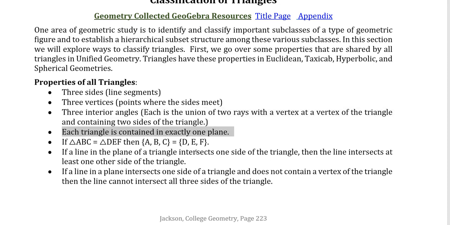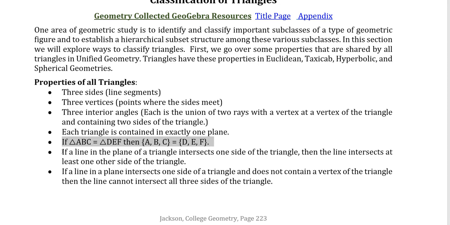Each triangle is contained in exactly one plane. That's a good little proof for you to try to do, not hard. If triangle ABC equals triangle DEF, then the set ABC and the set DEF are the same. In other words, it only has three vertices. This D, E, and F must be A, B, and C in some order.